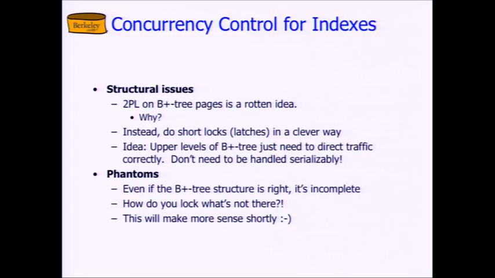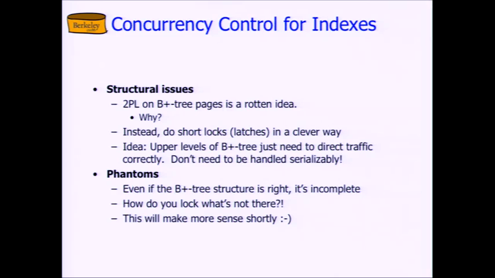So there's two issues. There's a structural issue and a logical issue. The structural issue is you're messing with B-tree pages. They're going to split and stuff, right, while you're doing inserts. Now, the insides of the B-tree don't actually hold data. They just route traffic to the data, right? So it kind of would be nice to not have to have two-phase locks on those internal nodes because they're not actually transactional data, okay? And why would it be a bad idea to hold those locks? What would be bad about using two-phase locking on the internals of a B-tree? Yeah.